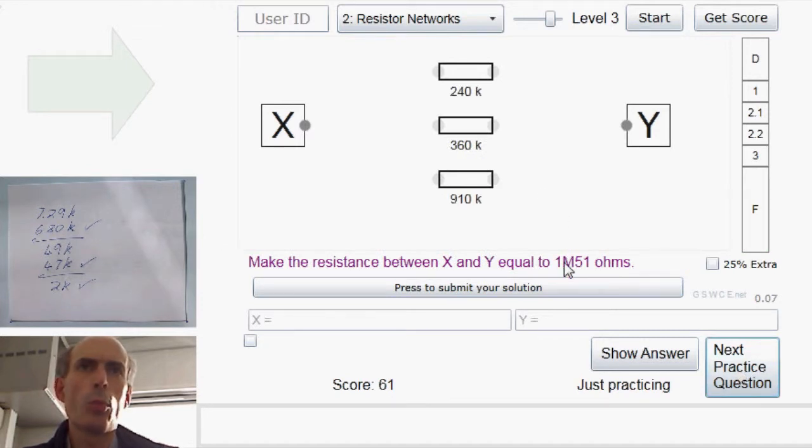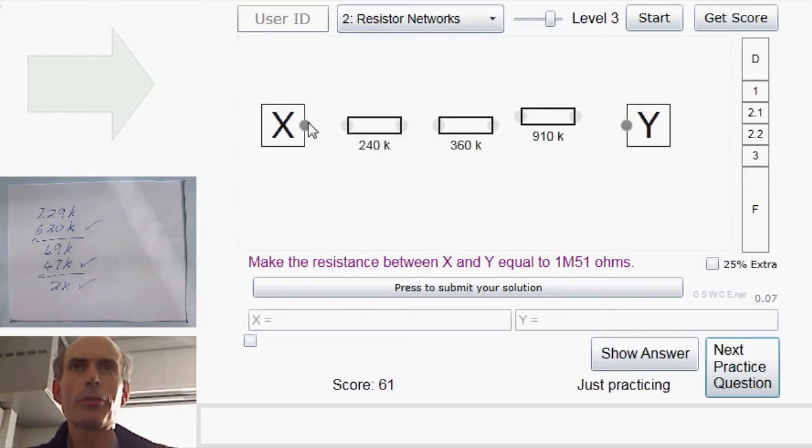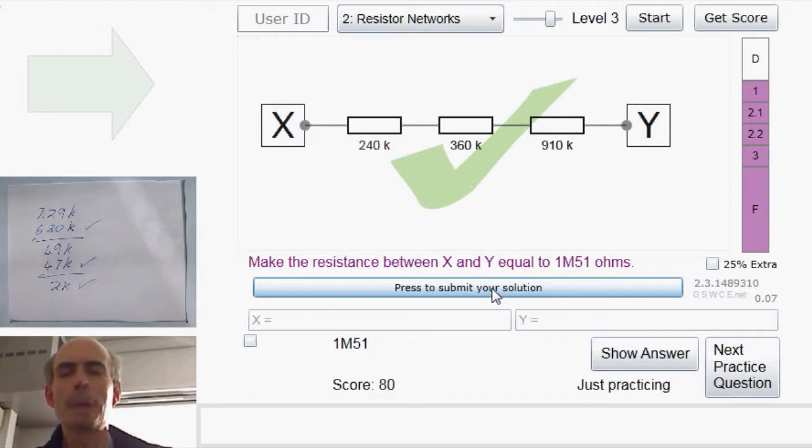Make the resistance equal to 1 meg 51 ohms, and this time we've got 3 resistors, but actually this one's quite easy, because the only way we can get anywhere near 1 meg 5 is to add up the 3 resistors in series. I don't even have to think too carefully about whether that gives the correct answer, because there's no other way I'm going to get anywhere near 1.5 meg. It must be right. And it is. And I get a really good score, 80 for it. Try another one.